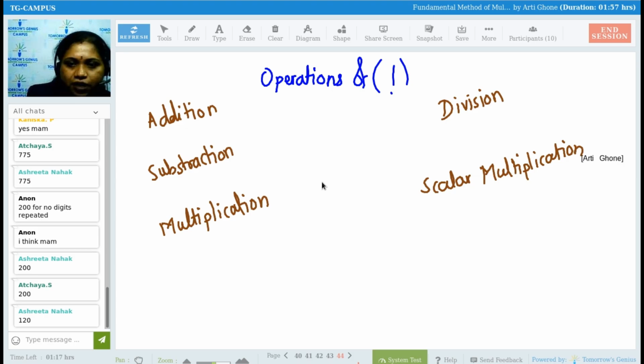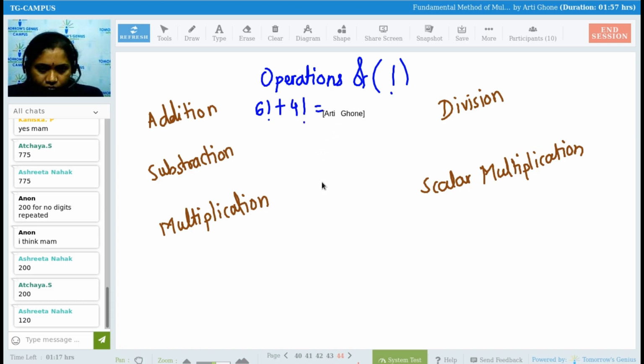Now pay attention. I'm just taking small examples. If I want to perform the calculation of 6 factorial plus 4 factorial, what will you do? Now I'm talking about 6 and 4. But what if it is 101 factorial and 102 factorial?